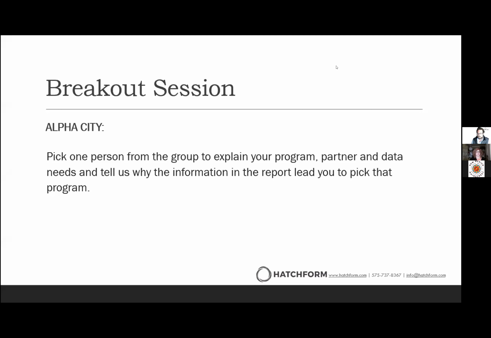Okay, great. Thanks, everyone. Hope you had a good time in your breakout sessions. Now we'll go in order of the room numbers and have one person from the room briefly explain the program that you picked, the ecosystem partner, and the data needs, and then tell the group how the information in the report led you to pick that particular program. If Robin can help me out, whoever was in room 1, we can start there.